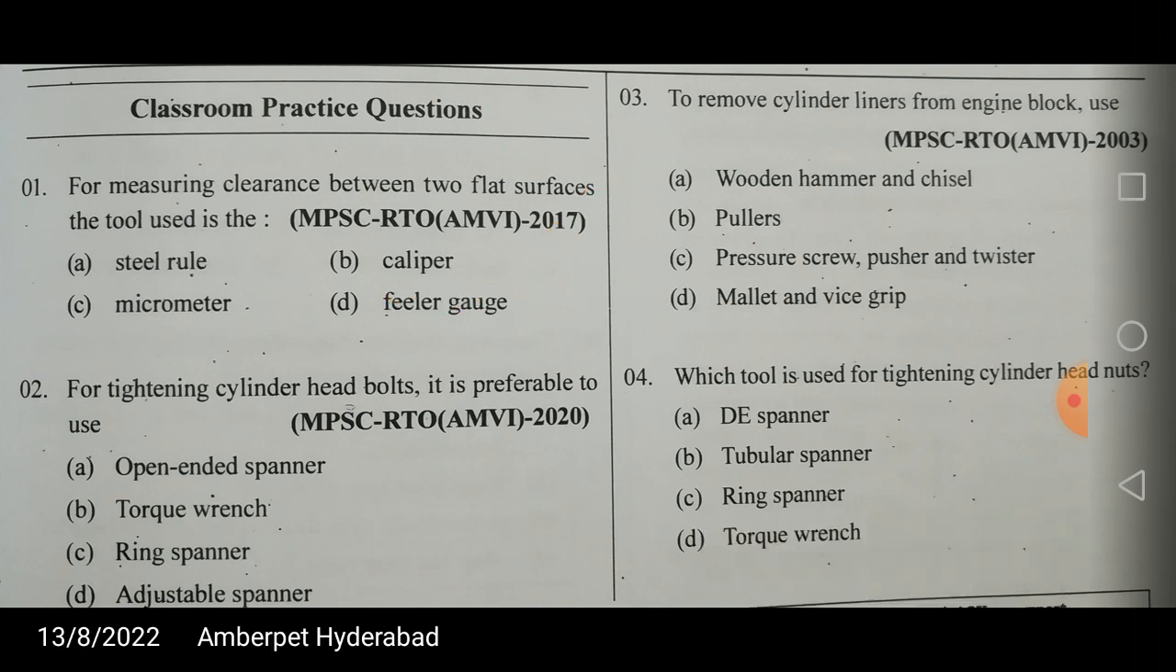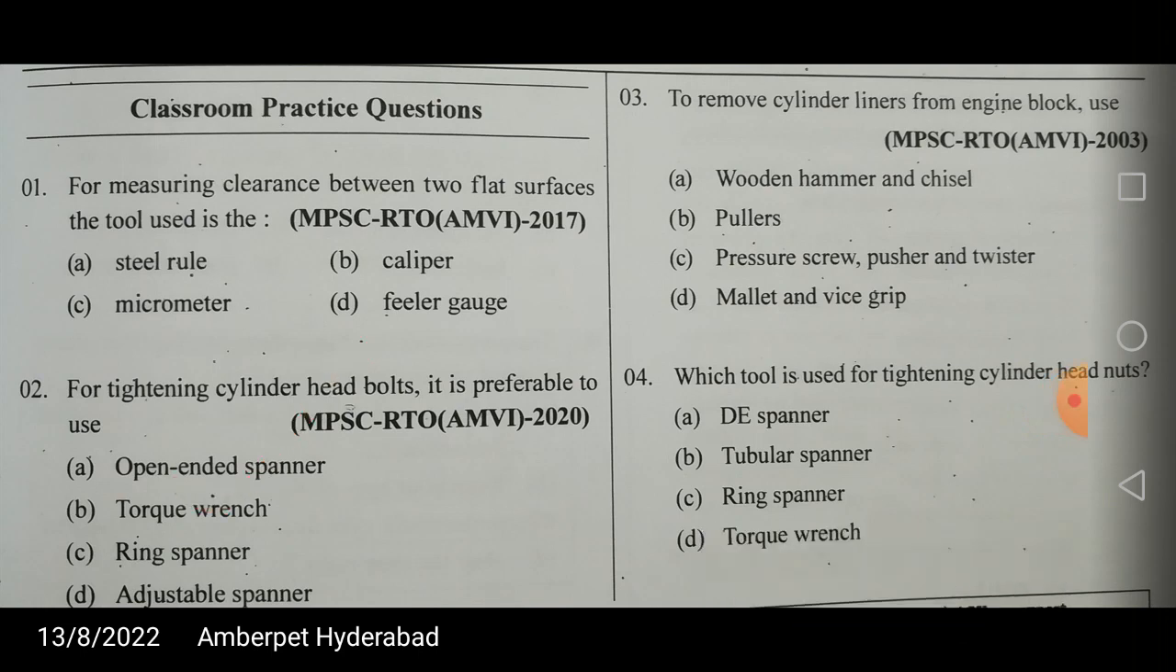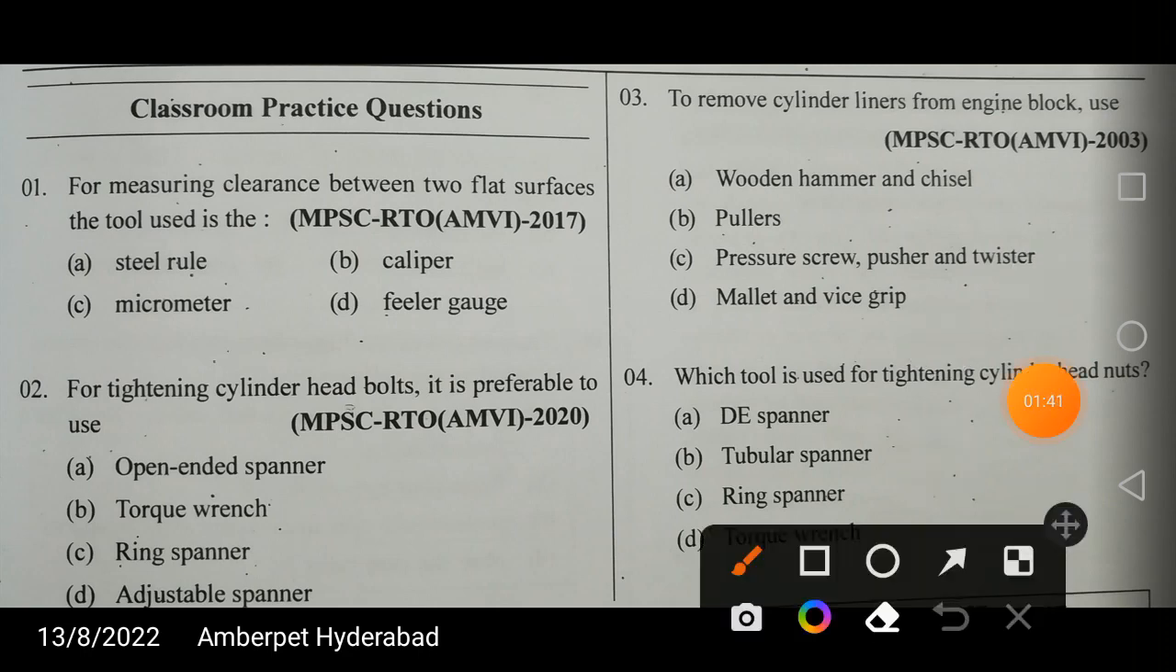For tightening the cylinder head bolts, it is preferable to use the torque wrench, because we need to apply a minimum amount of torque to actually tighten the cylinder head bolts. We have to use the torque wrench. Next, to remove cylinder liners from the engine block, normally we use a wooden hammer and chisel. This is used for removing the cylinder liners from the engine block.